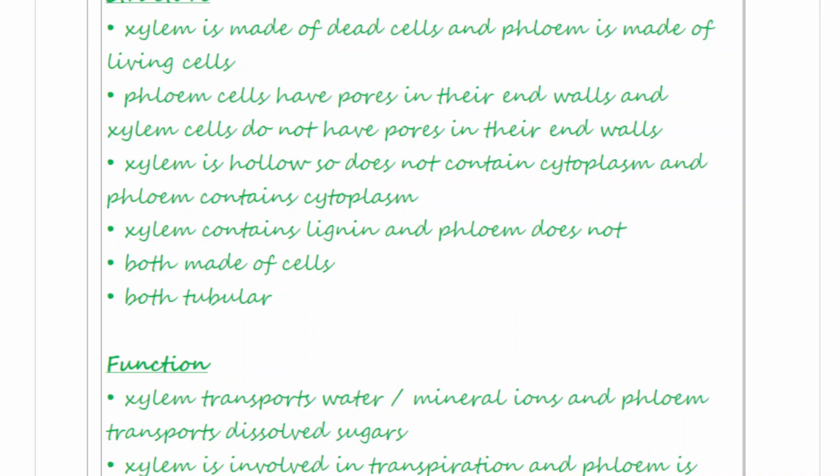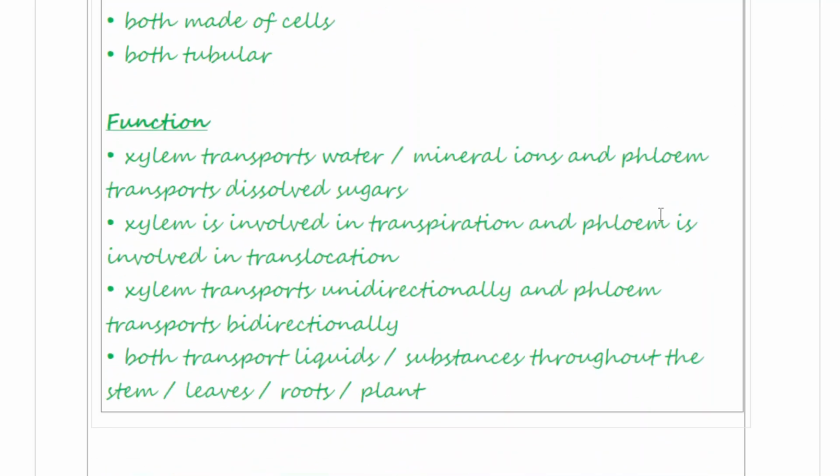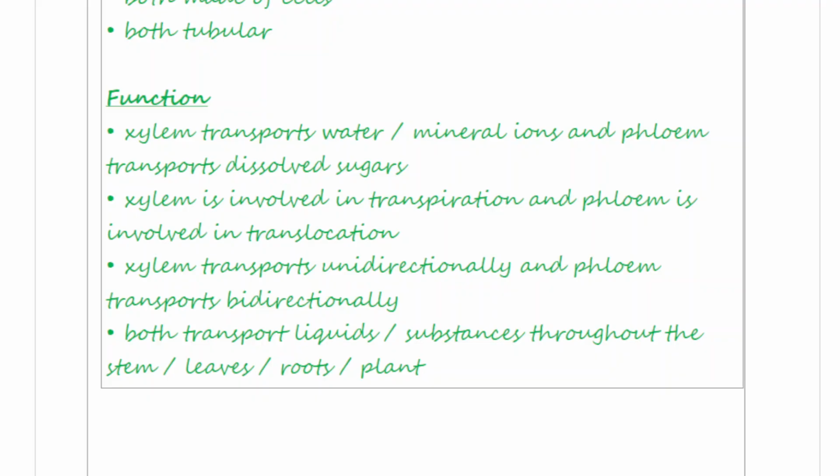Both are made up of cells, and they're both tubular. That would be a similarity with the last 2 points. The function: xylem transports water and mineral ions, and phloem transports dissolved sugars and water, mainly dissolved sugars. Xylem is involved in transpiration, and phloem is involved in translocation. Xylem transports unidirectionally, and phloem transports bidirectionally. Both transport liquid substances throughout the stem, leaves, root, and the rest of the plant.